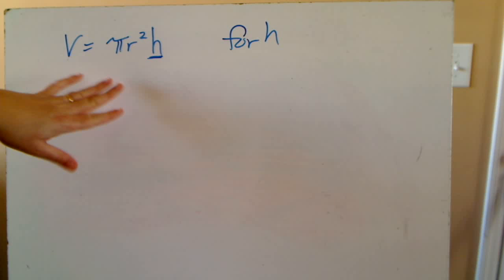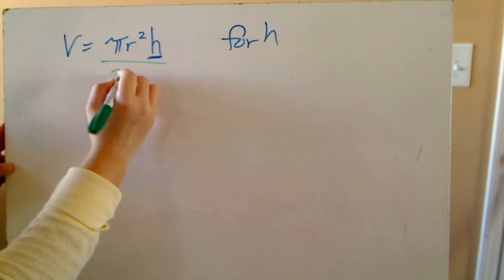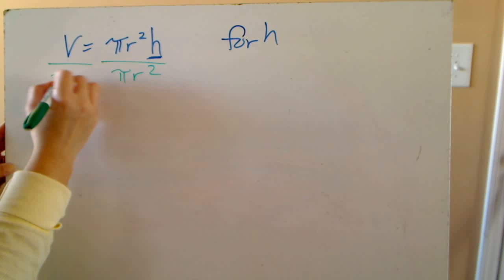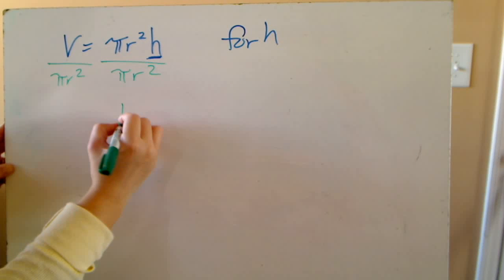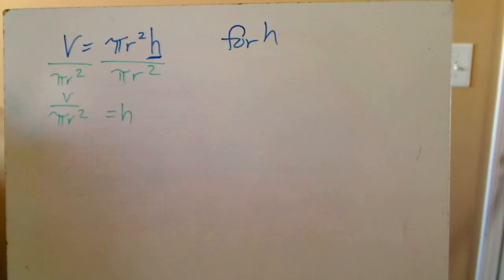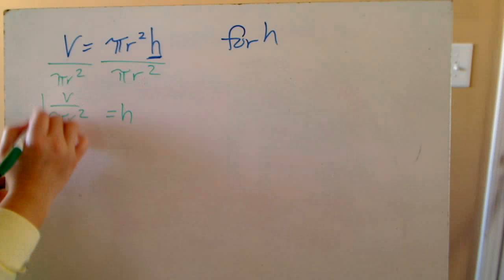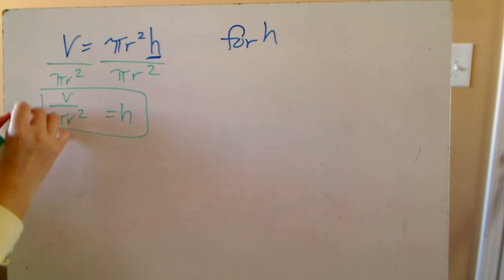This variable is being multiplied by pi and r squared. So just like before, whenever we're multiplying, we're going to get rid of that by division. So I'm going to divide both sides by whatever's being multiplied by the h. So you get volume divided by pi r squared equals the height of the cylinder. So that's part A.